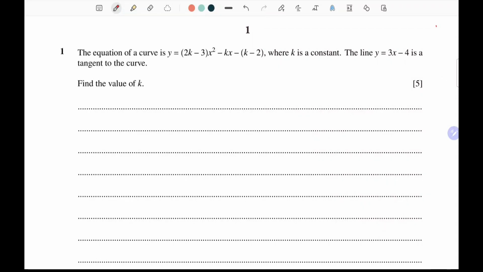Today we are going to solve some questions based on pure mathematics and statistics. So let's start with this question. Question number 1. The equation of the curve is given: y equals (2k minus 3)x squared minus kx minus k minus 2. And the line is given. These two are touching each other because this line is a tangent to the curve.